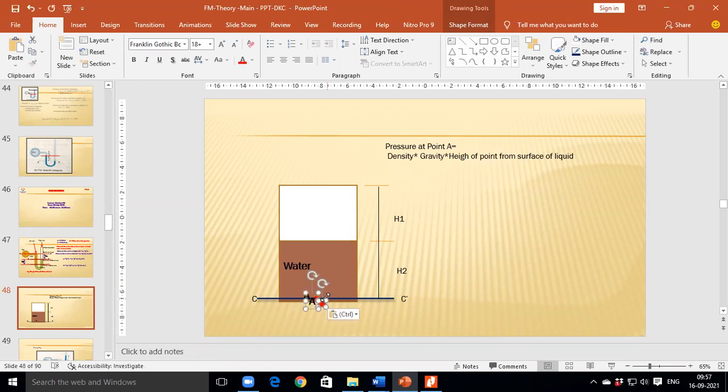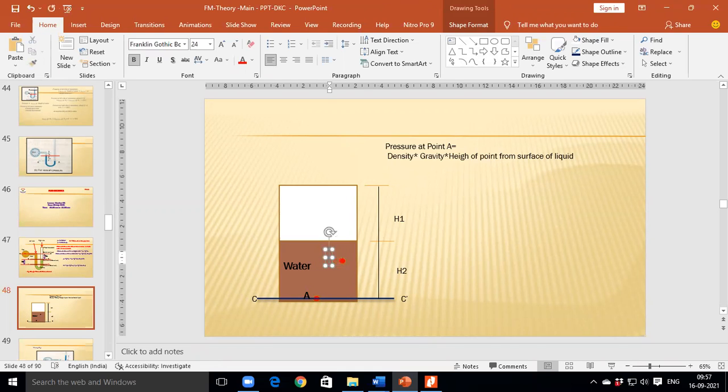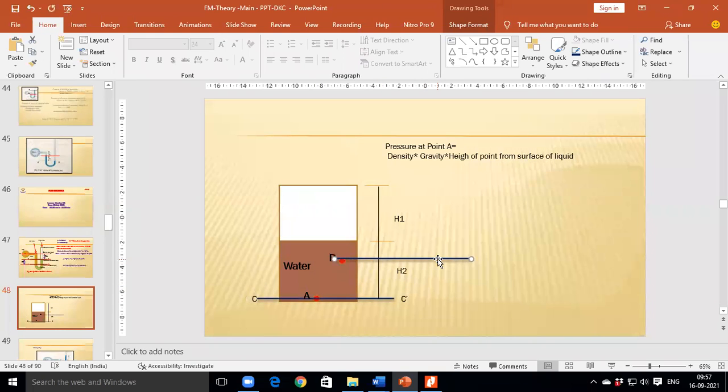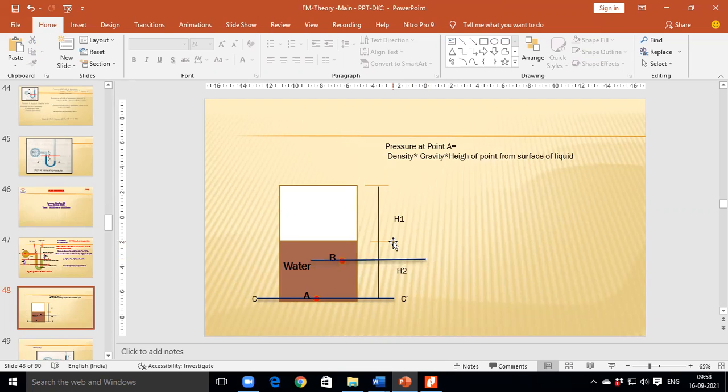There is one more point. This point is called B. Again mark one more line to represent the height of point B from the surface of the liquid, and this height is represented as H3.